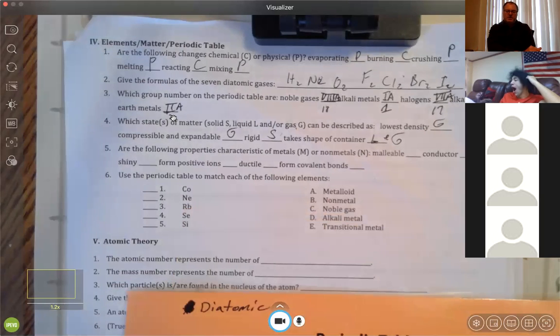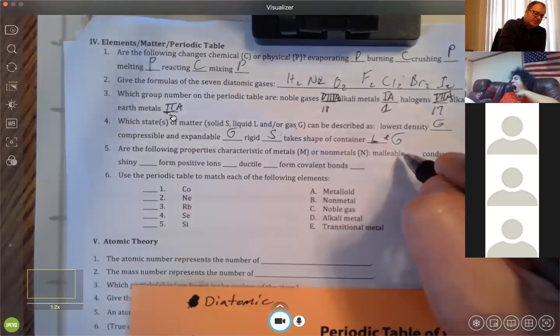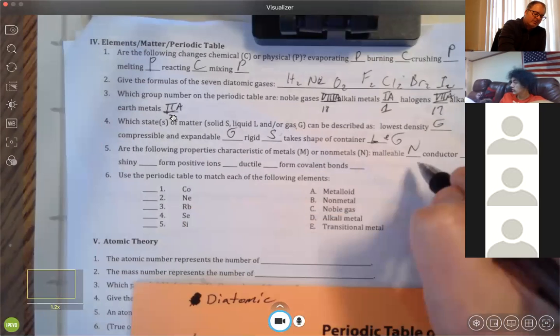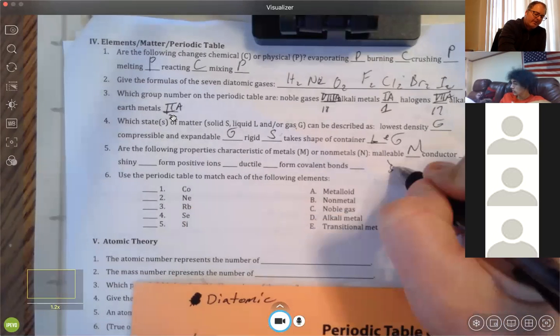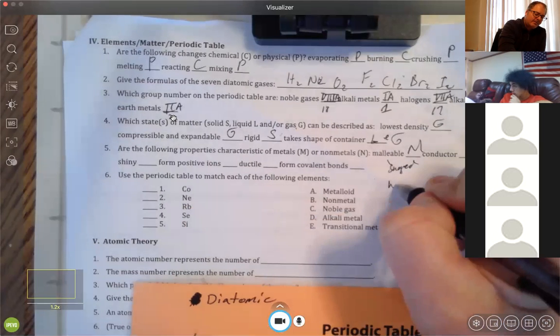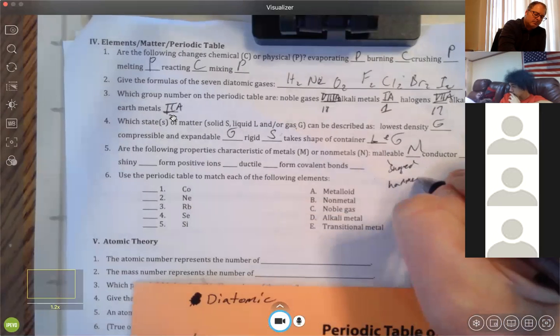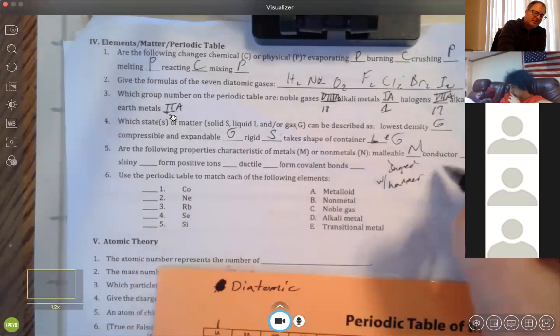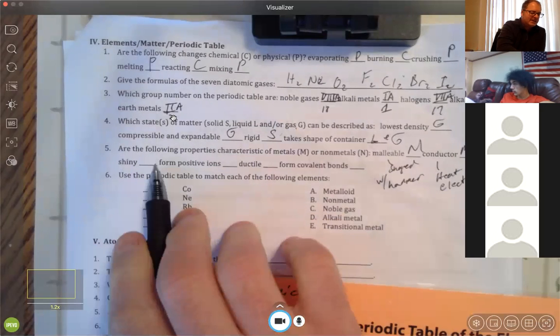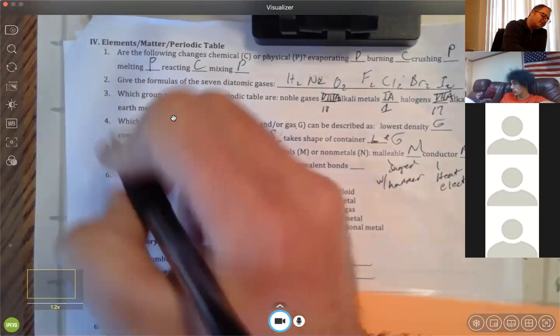Following metals or non-metals. A lot of these are metals. Metals can be hit with a hammer, shaped with a hammer. That's malleable. Conductor of heat and electricity. That's a metal. A metal spoon in a soup, and then you come back to touch it, it's going to be hot. What's that spoon look like?